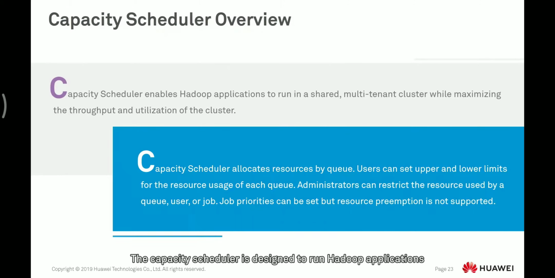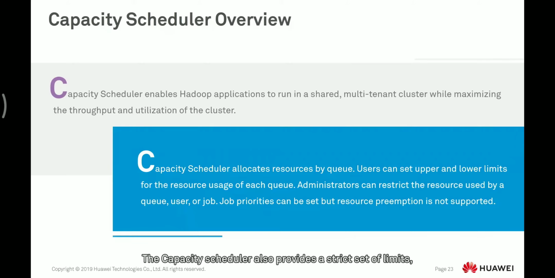The capacity scheduler is designed to run Hadoop applications as a shared multi-tenant cluster in an operator-friendly manner while maximizing the throughput and the utilization of the cluster. Traditionally, each organization has its own private set of compute resources that have sufficient capacity to meet the organization's service level agreement under peak or near-peak conditions. This generally leads to poor average utilization and overhead of managing multiple independent clusters.